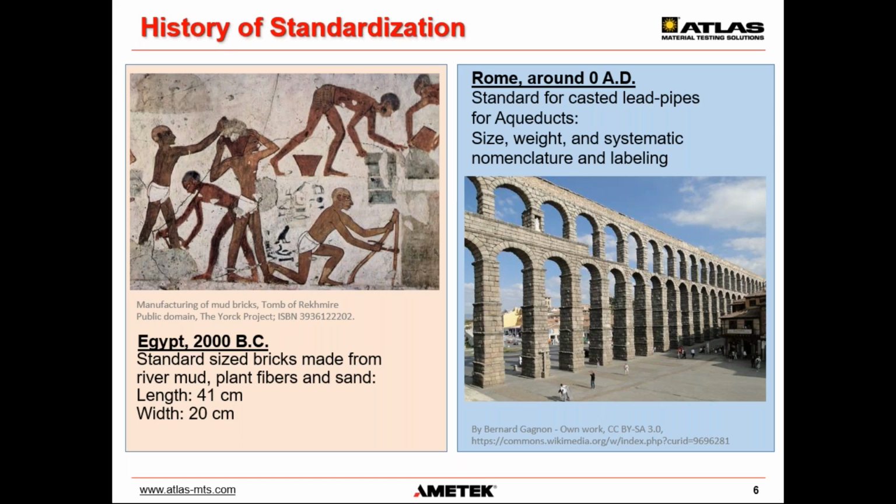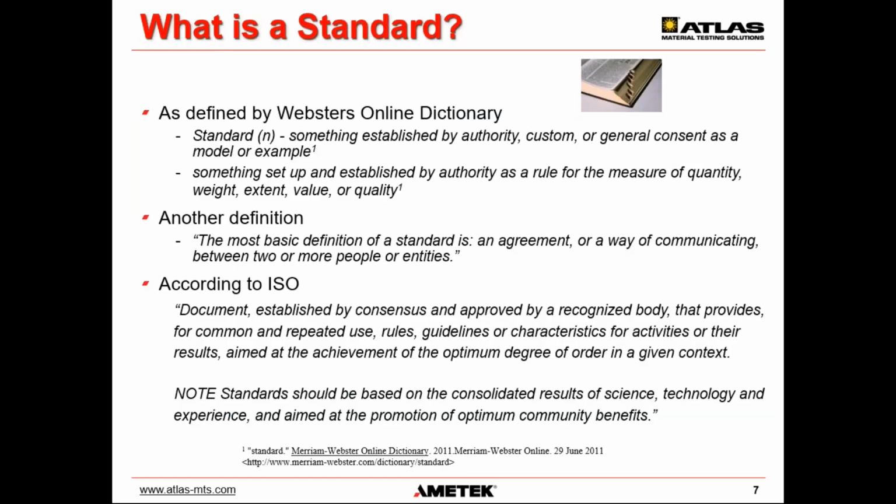If you think of modern-day standardization, it's a little bit over 100 years old. The first examples of modern standards were ASTM standards, which were done in the late 1800s, primarily for the train industry. A standard is defined by Webster's online dictionary as something which is established by authority, custom, or general consent as a model or an example, or something which is set up or established by authority as a rule for the measure of quantity, weight, extent, value, or quality.